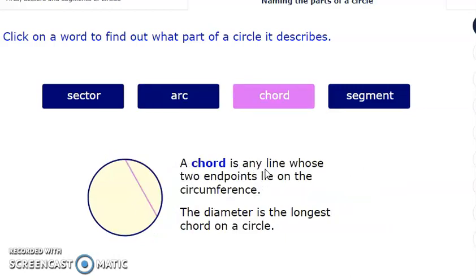A chord is any line whose two end points lie on the circumference. You can see this line has its two end points on the circumference, so this is called the chord. Going by the definition, diameter is the longest chord on a circle.